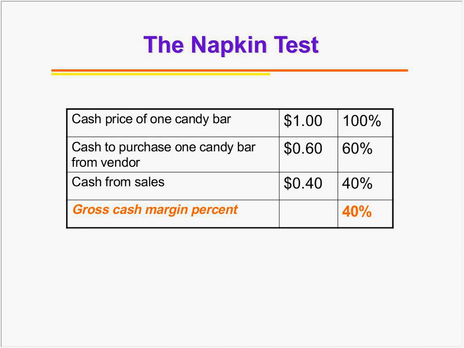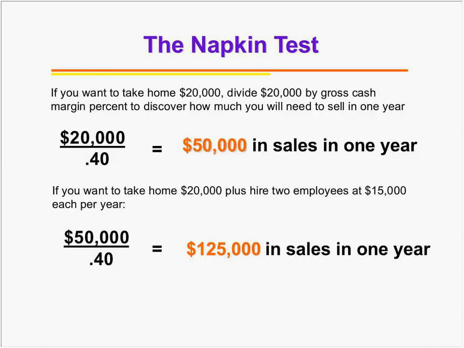So you can use any number. Say you want to take home $20,000 a year from your business by selling candy bars. If you want to take home $20,000, you're thinking, how many candy bars do I have to sell? Well, you divide the $20,000 by your gross profit margin, which is the 40 cents or 0.4, and it will come out to $50,000. So you'll have to have $50,000 in sales in 1 year in order to take home $20,000 from that business.